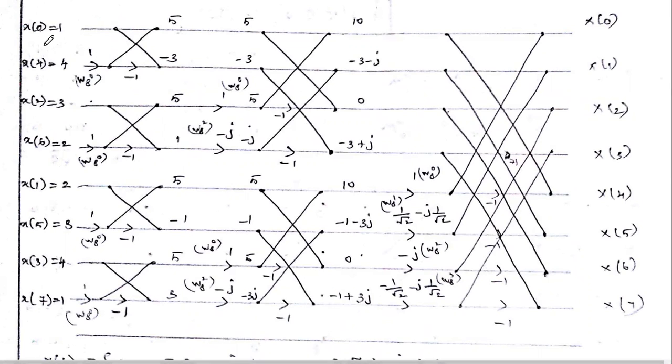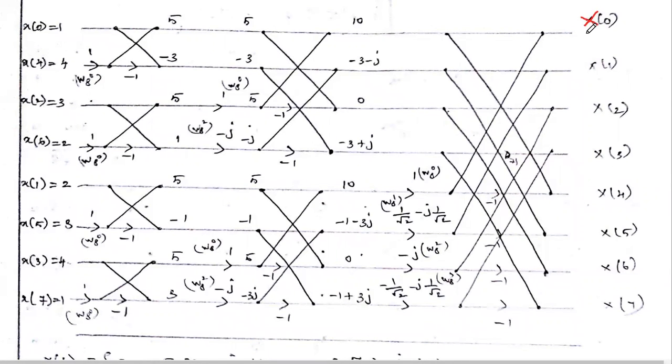The first thing in that butterfly diagram: on the input side, we give the small x of n, the given input sequence. The output we take from the algorithm is written as capital X: X of 0, X of 1, X of 2, X of 3, X of 4, 5, 6, 7. So you see the output is in the natural order.